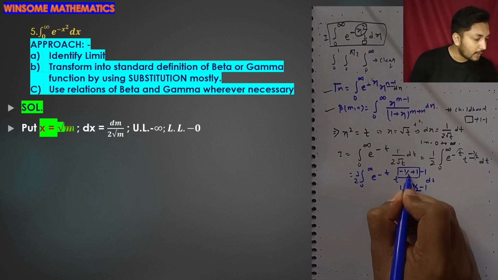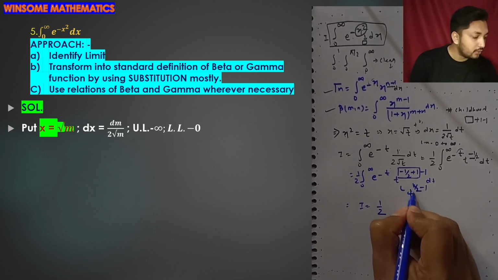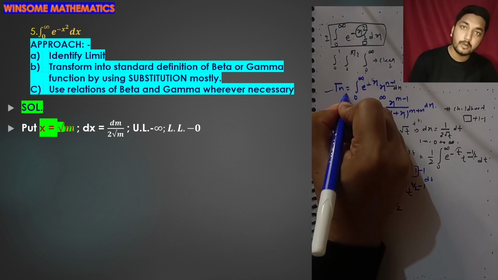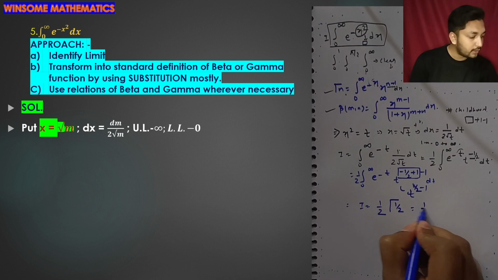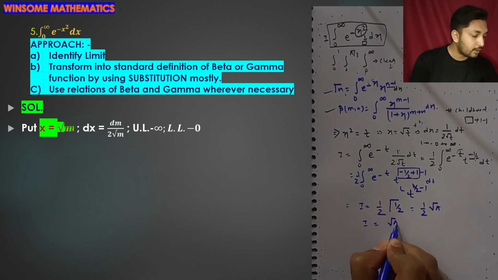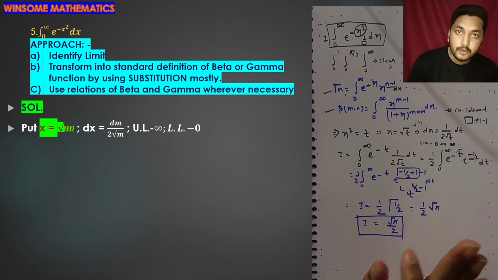Clear? So now I is equal to what? 1 by 2, and this 1 by 2 is n. So this is gamma 1 by 2, because this is the definition of gamma n. So 1 by 2 and this is root pi. So I is equal to root pi upon 2. Clear? This was our question. So this is very simple and sorted.